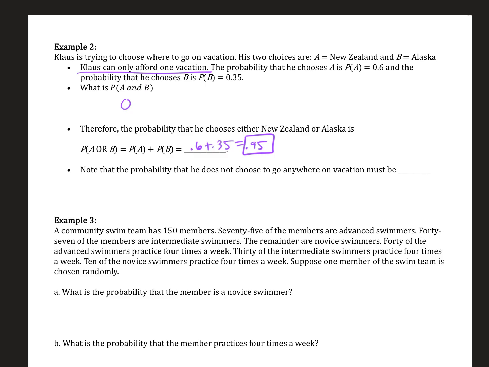So what does the last question ask you? If he goes nowhere. So where'd the rest of that probability go? That means the complement of him going to Alaska or New Zealand is he doesn't go either place. He doesn't go anywhere. So that probability is 0.05. So again, sometimes things are stated specifically, sometimes they're stated implicitly, and you have to figure out what they are. And that's a good example. All right.